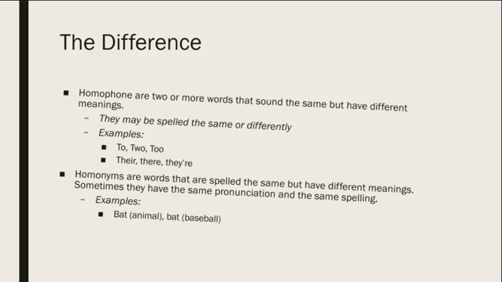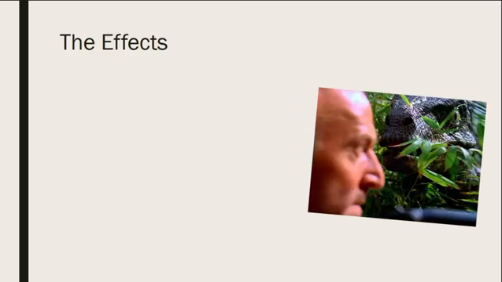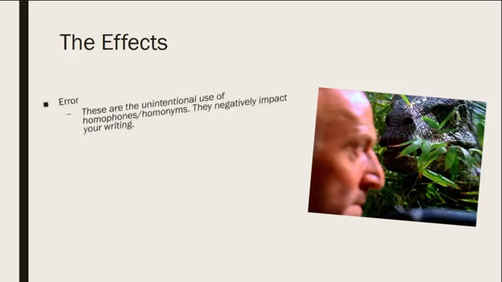So whether you're reading or writing, these are some of the effects that we want to watch out for. The first one is errors, and we talked about this before, and this is kind of why we did to and two, is because if we use the wrong word, it can mean something different, and it can negatively impact your writing. It causes the reader to stop and to kind of think really hard about what it is that the author was trying to say. It kind of messes up the whole thing.